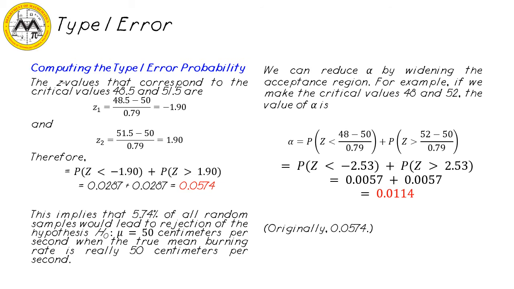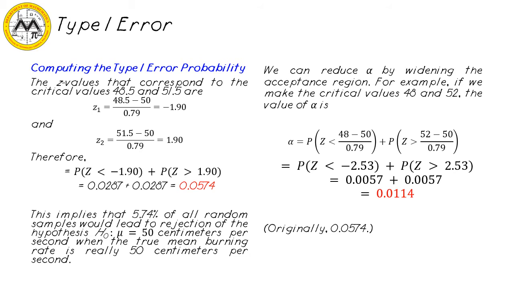So this implies that 5.74% of all the random samples lead to rejection of the hypothesis H null, mu equal to 50 centimeters per second, when the true mean burning rate is really 50 centimeters per second.